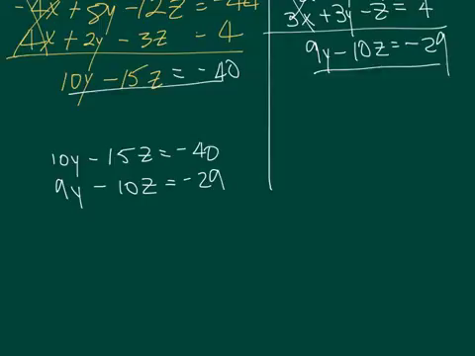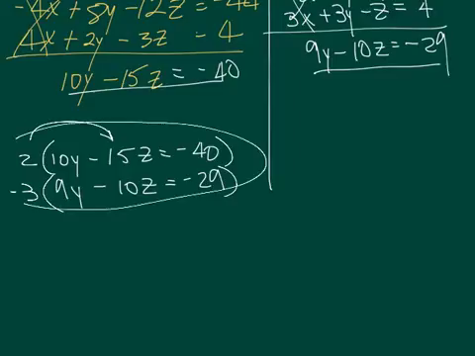Now I'm going to do the stuff we did in lesson 5.1. So I am going to multiply the top by a 2, because I want that to be a 30, and I'm going to multiply the second one by -3, because I want that one to be a positive 30. So I'm going to have a -30 here and a positive 30 there so that I can eliminate my z's. Okay, so let's go ahead and rewrite these as 20y, this is the top equation, minus 30z equals -80.